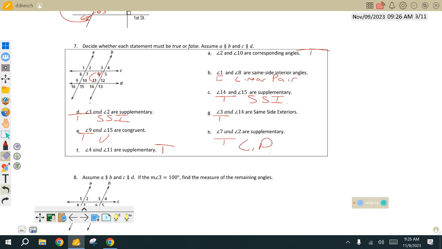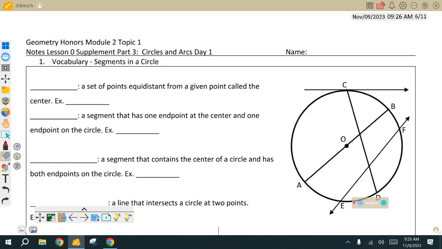Let's go down circles now. The rabbit hole of circles. Lord help us. Say a little prayer, guys. Because with circles, there is a ton here. We are not even going to scratch the surface today. There's a ton throughout this year.